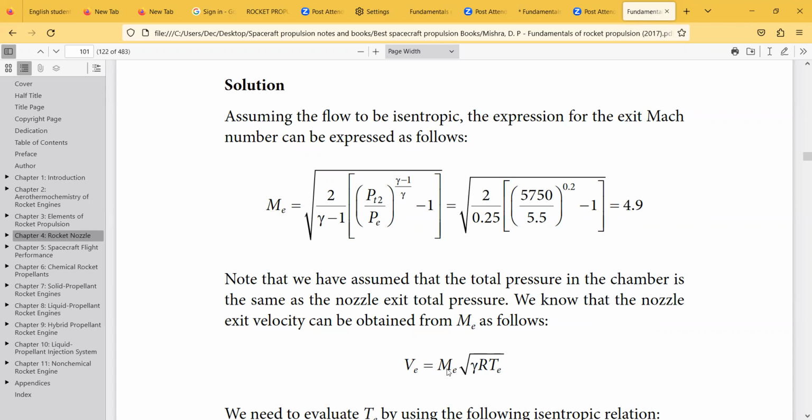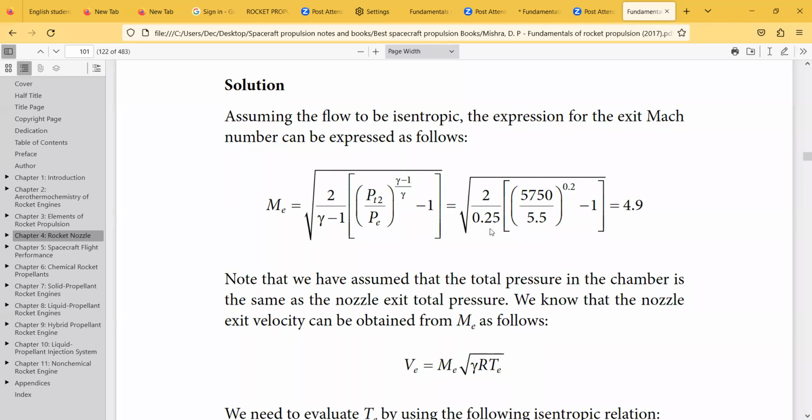From that relation we have 2 over gamma minus 1, times (P_TE over P_E) to the power of (gamma minus 1) over gamma, minus 1. So this is the exit Mach number, which gives 4.9. This is almost Mach number 5. So the gas flows through the exit with Mach number 4.9. That means high velocity.